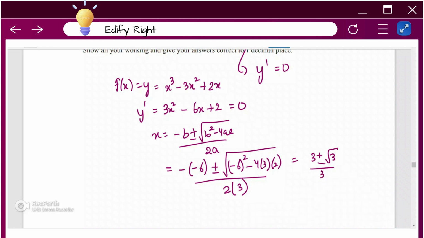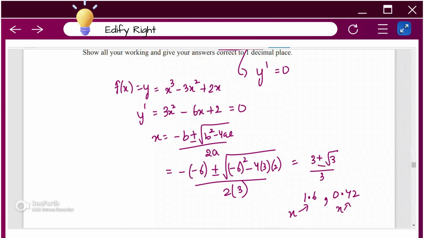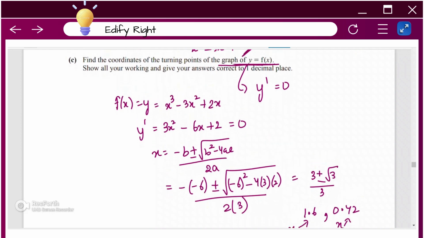Now let's convert this into decimals for the ease of calculation. So 3 plus root 3 upon 3 would be 1.6. 3 minus root 3 upon 3 would be 0.42. So these are my two values of x. Now we have the values of x, we just have to find the corresponding values of y. And how do you do that? Just substitute the values of x in f of x.